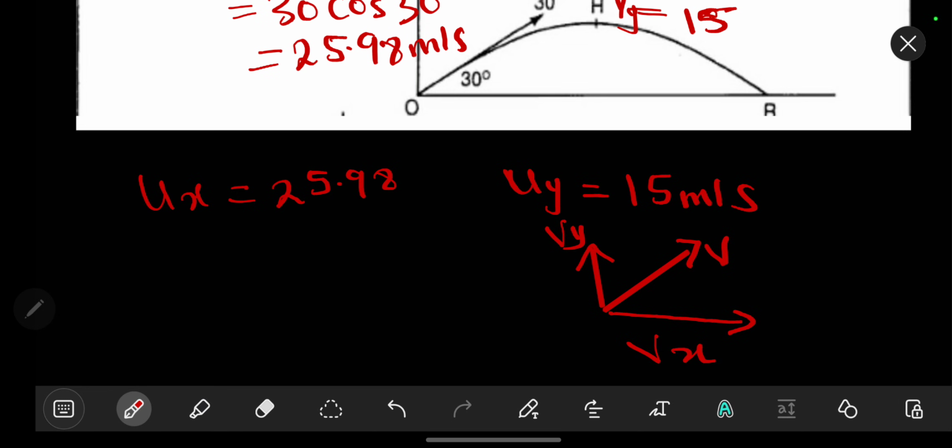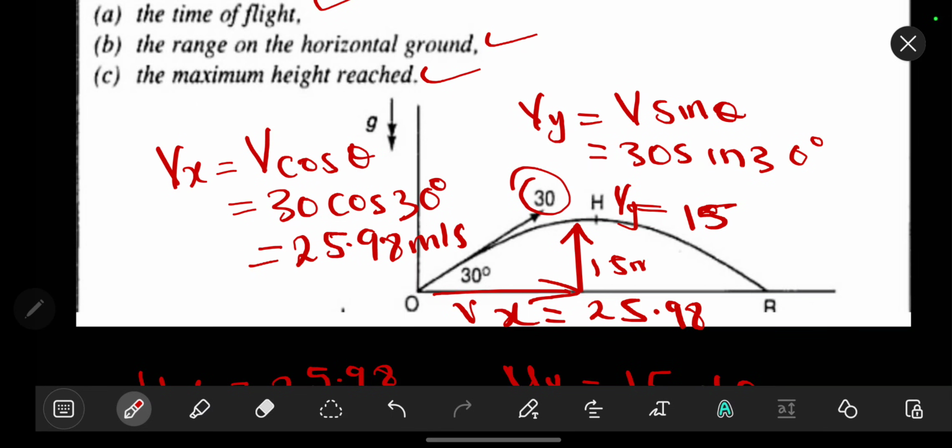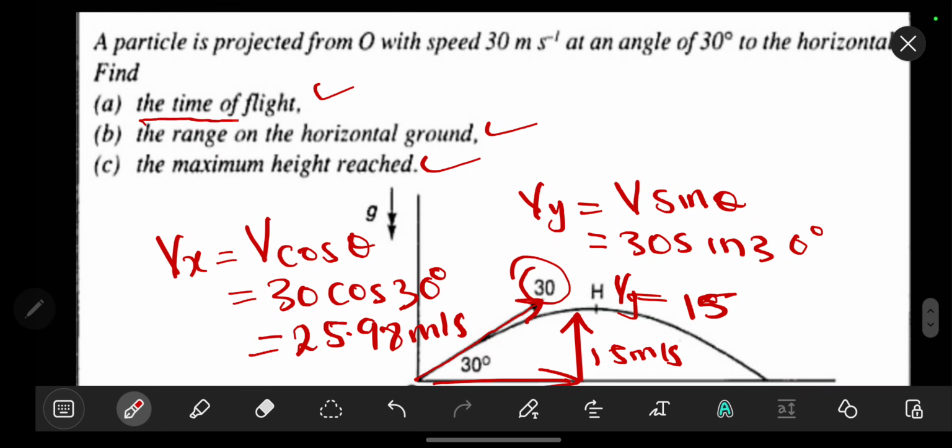That is how we are able to resolve the velocity of projection into its components, where we found our vy is 15 and our vx in this direction is 25.98. Then our vy, which is the velocity in this direction, is equal to 15 meters per second. So it is a vector. As you can see, this is the hypotenuse. Therefore, after doing that, we can find the flight time.